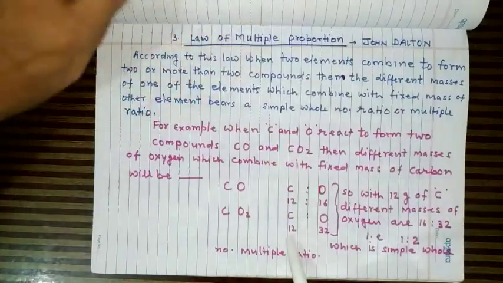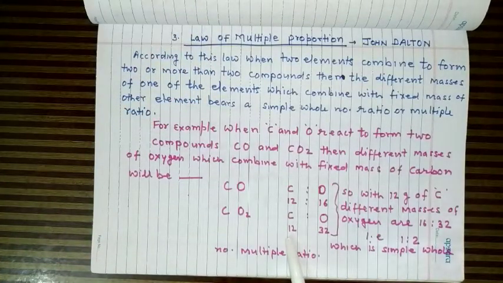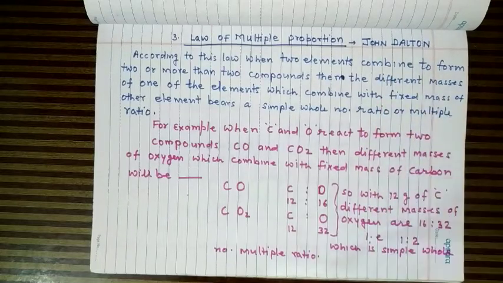Now another very important law is the law of multiple proportion. This was given by John Dalton. According to this law, when two elements combine to form two or more chemical compounds, then the different masses of one of the elements which combine with the fixed mass of the other element bear a simple whole number multiple ratio.